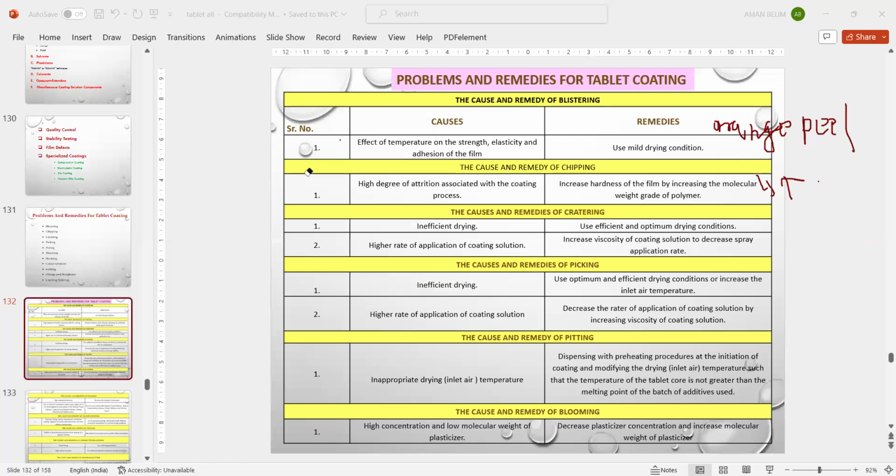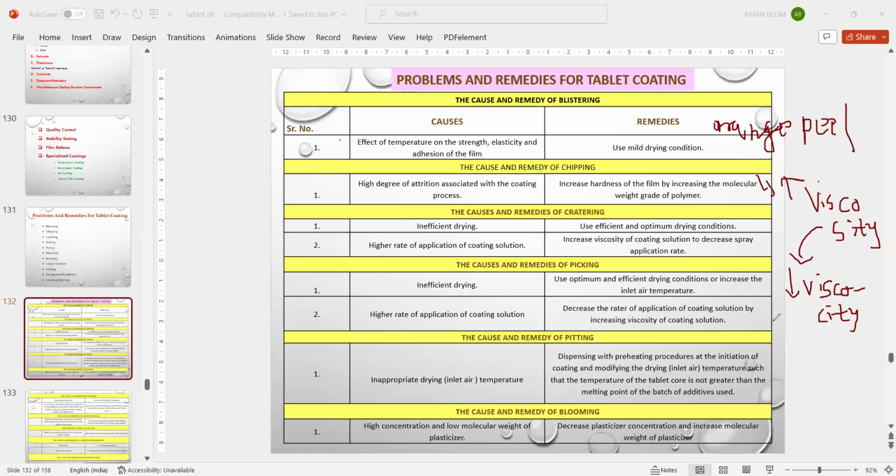First one is the high viscosity. So how can we reduce it? What will be the remedy? It will be to reduce the viscosity. So by reducing the viscosity, this problem can be solved. We will reduce the viscosity of the coating solution, so that the problem will be solved.